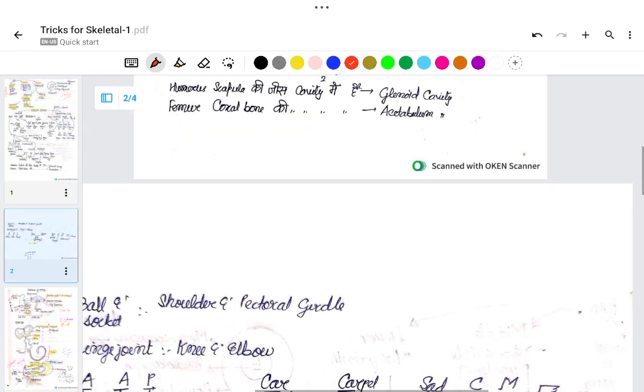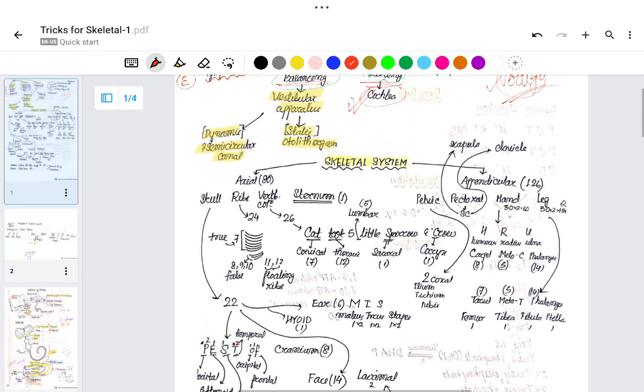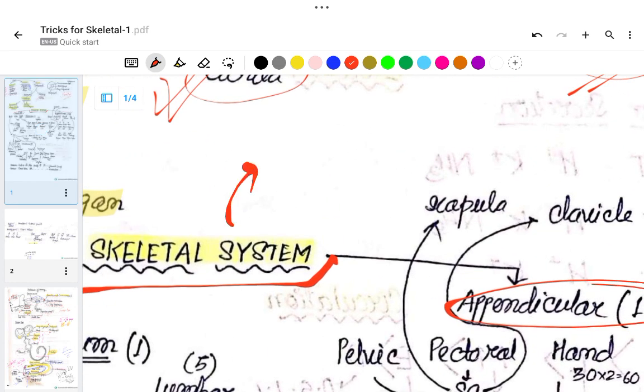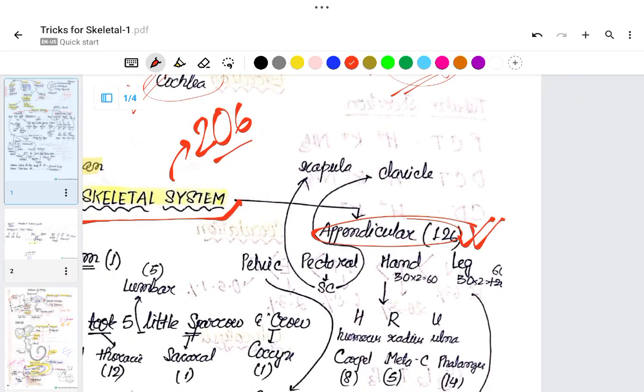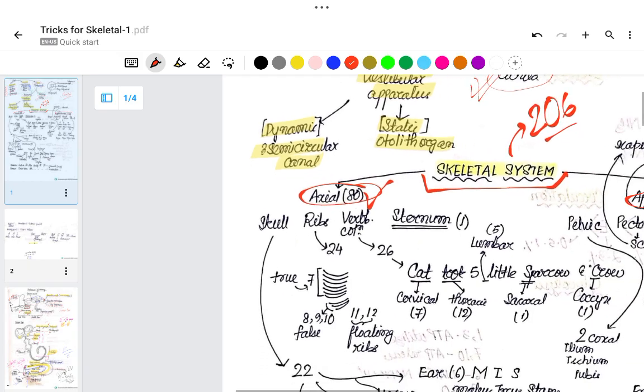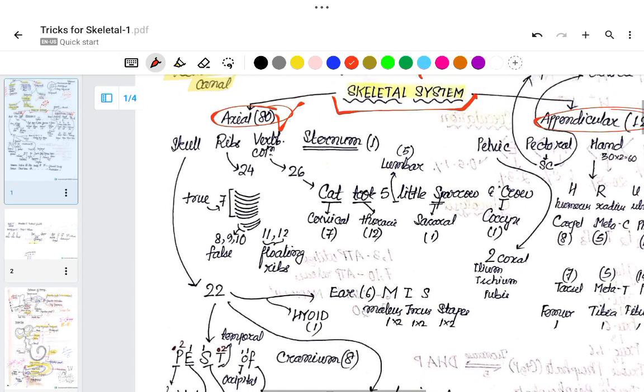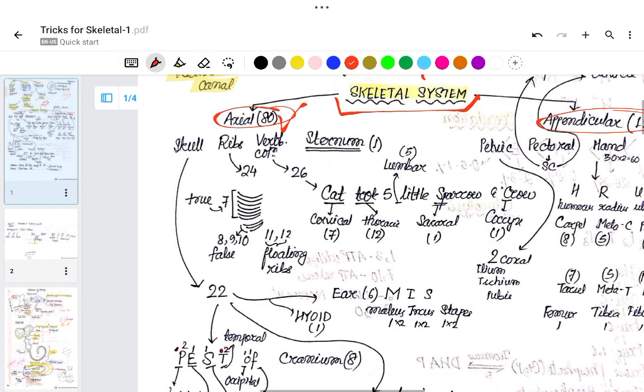Okay. Now let's come to the skeletal system. The skeletal system is divided into two parts: axial skeleton and appendicular skeleton. As a thumb rule, there are 206 bones, right? 126 are appendicular and 80 are axial. Now let us break down the axial skeleton. Axial means the main body, the main trunk, the head and neck.